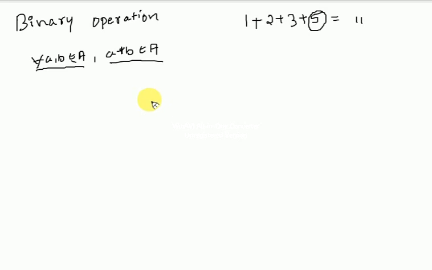The same question may be asked for 2 marks with some examples like, suppose a star b is equal to ab plus 1 on the set of real numbers. Verify whether this operation is binary or not. For any two a and b belongs to the set of real numbers, a into b is also a real number, plus 1 is also a real number. Therefore ab plus 1 also belongs to R. a, b belongs to R implies ab plus 1 also belongs to R.